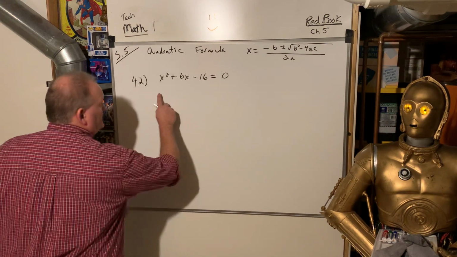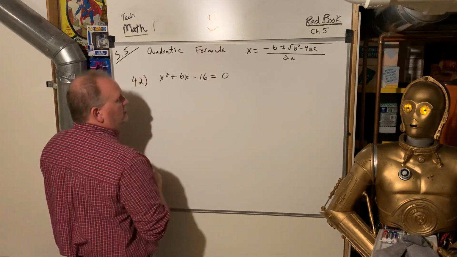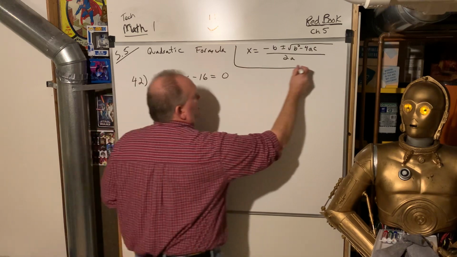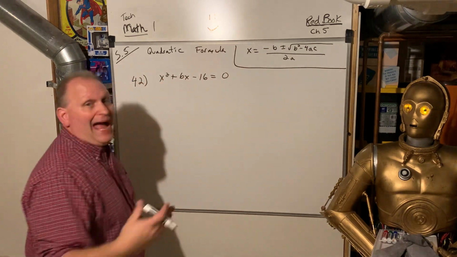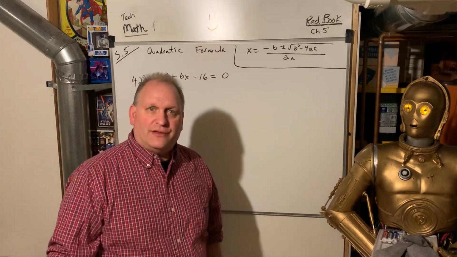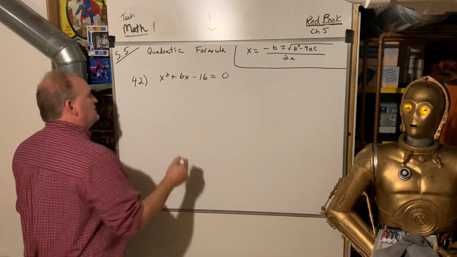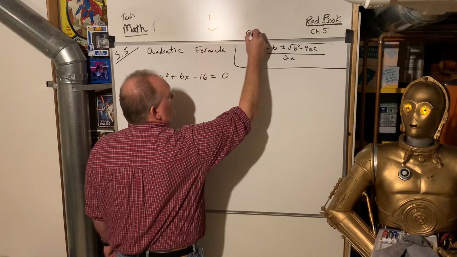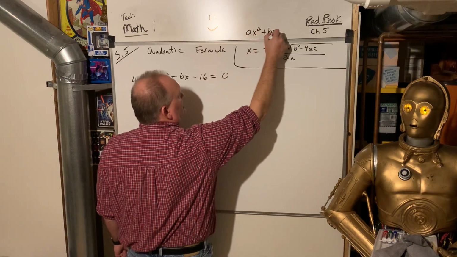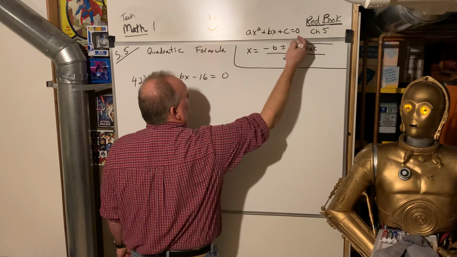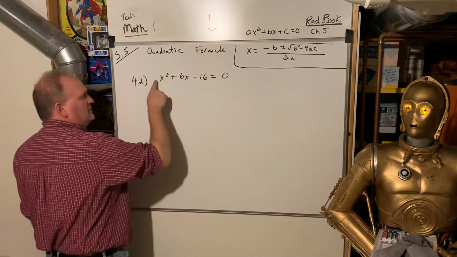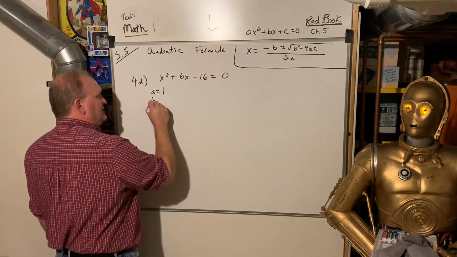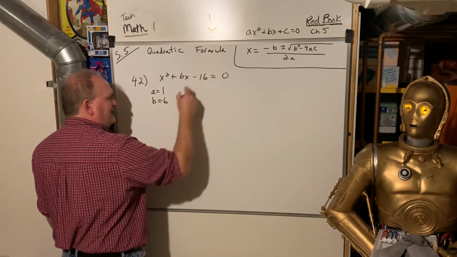They gave us this problem, and so we want to use the quadratic formula. That is right here. This is a way to solve without factoring, without completing the square, all those other things. A is always the thing in front of the x squared. It's always ax squared plus bx plus c equals 0. That's standard form. So 1 is in front of there, so we'll put a 1. 6 right there, and negative 16 is right there.